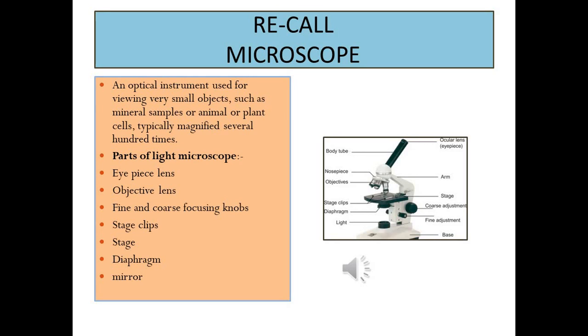An optical instrument used for viewing very small objects, such as mineral samples or animal or plant cells, typically magnified several hundred times. Parts of light microscope: eyepiece lens, objective lens, fine and coarse focusing knobs, stage clips, stage, diaphragm, mirror.